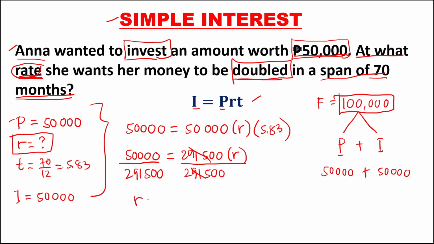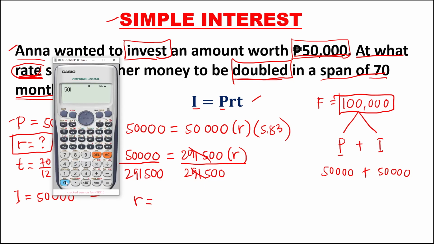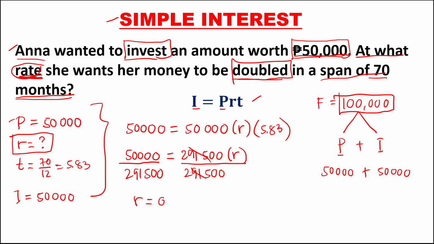So the rate is 50,000 divided by 291,500, which equals 0.1715. Then since we're looking for the rate in percent, we need to multiply this by 100. Therefore, the rate equals 17.15%.